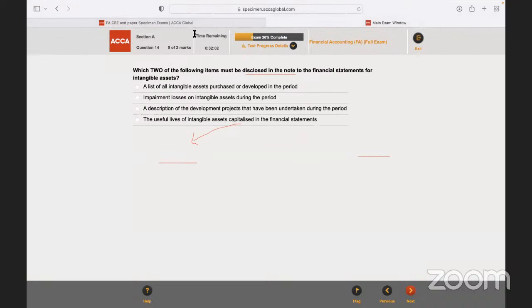Right, so this is a little bit of a tough one, guys. Under intangible assets, just check and see whether you can do it, because it is tricky.